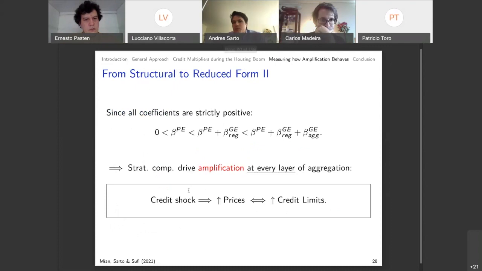So, very easy to show in this setup, given the assumptions that we have, amplification at every layer of aggregation. The intuition, again, is what I've shown you before, what we discussed many times: this feedback between prices and credit limits that operates at every layer of aggregation that we have in this model.